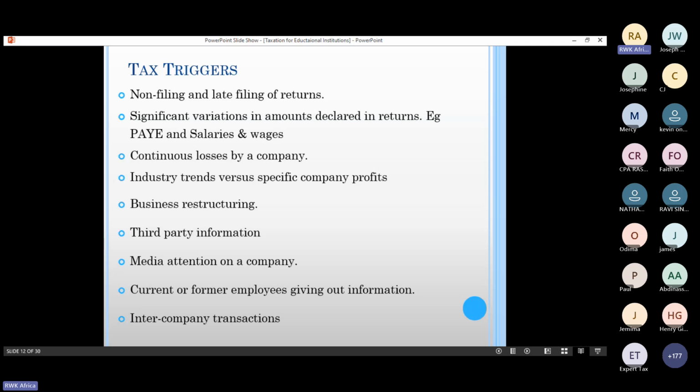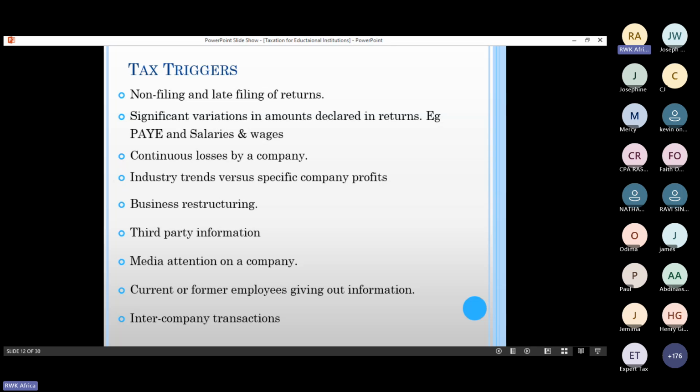Number 2, we have the significant variations in amount declared in returns. In this case, we have Pay As You Earn and salaries and wages at the end of the year. So Pay As You Earn is an independent tax. We have checked on that. Then under the income tax company, you should declare the salary and wages expense that you have incurred in that year. So any difference between the two will trigger an audit from KRA.